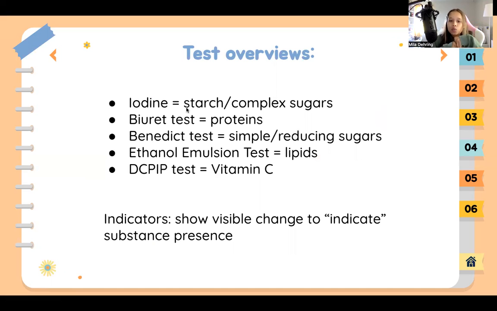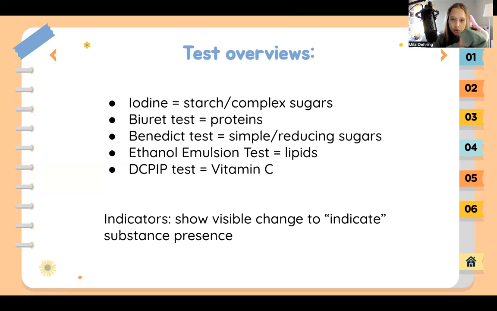So the iodine test will test for starch and complex sugars. That's what starch is, it's polysaccharides. And so a substance like potatoes will be able to become this dark brown color. The biuret test will test for proteins and amino acids. It will not test for the specific amino acids present, but it will conclude that there are amino acids in a substance. The Benedict's test will test for simple or reducing sugars. So monosaccharides are very, very simple sugars.